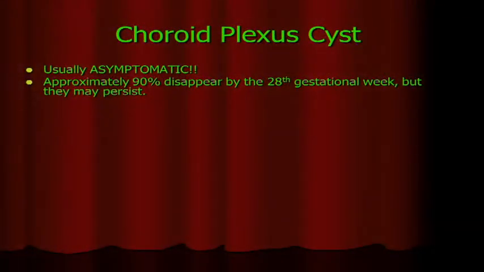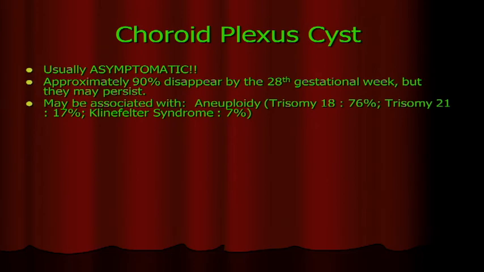Choroid plexus cysts are usually asymptomatic. Approximately 90% will disappear by the 28th gestational week, but they can persist, because we can see them in the NICU. It could be associated with trisomy 18 in 76%. Down syndrome is only 17%. So this is what, 6 times more likely to have trisomy 18. And you can have Klinefelter's at only 7%. So the big one to remember is trisomy 18.